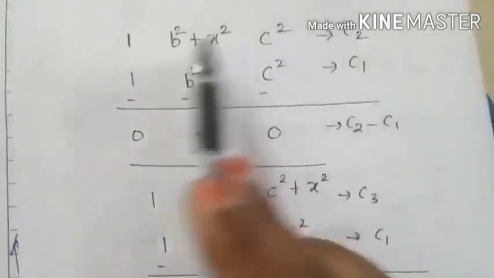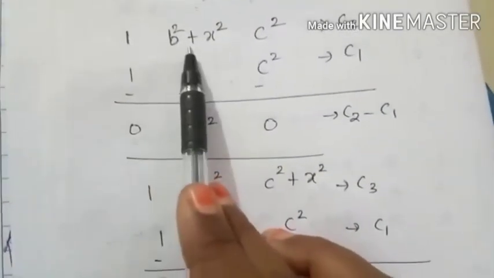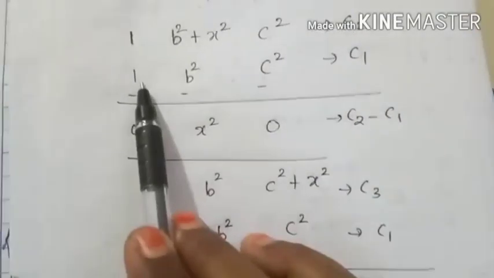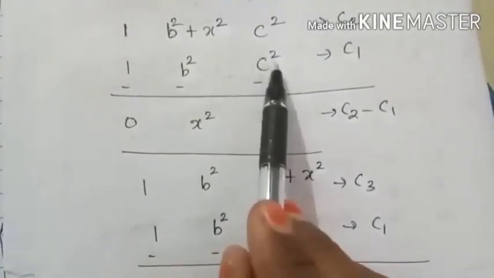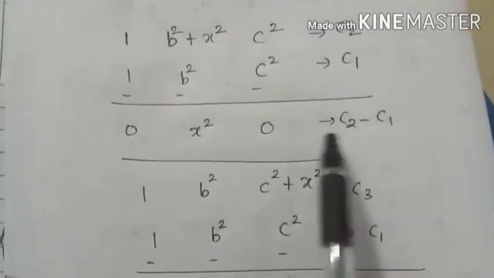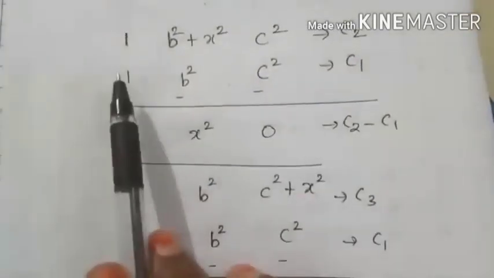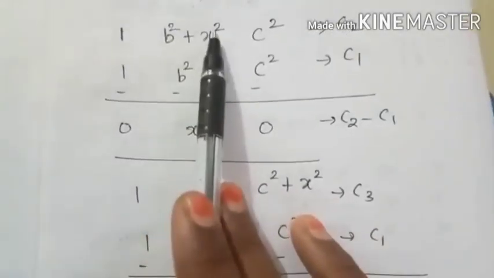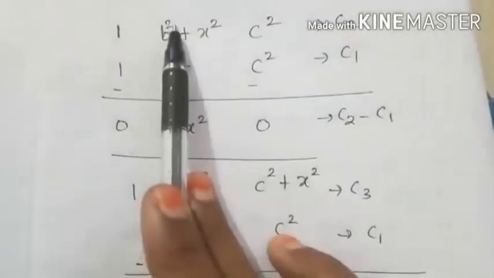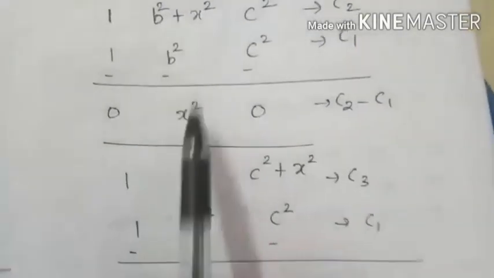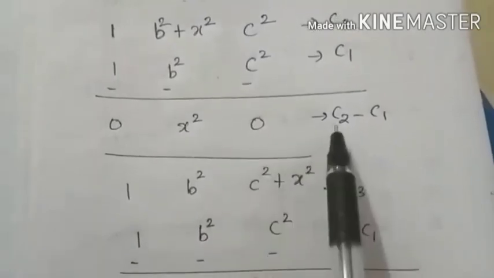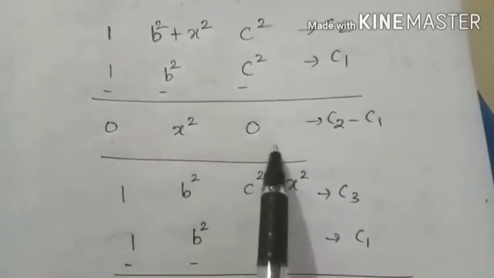C2 elements are 1, b squared plus x squared, c squared. C1 elements are 1, b squared, c squared. C2 minus C1: 1 minus 1 is 0, b squared plus x squared minus b squared, so plus b squared minus b squared cancelled, x squared. C squared minus c squared, 0. So C2 minus C1 is 0, x squared, 0.